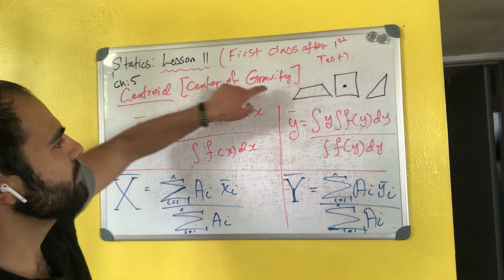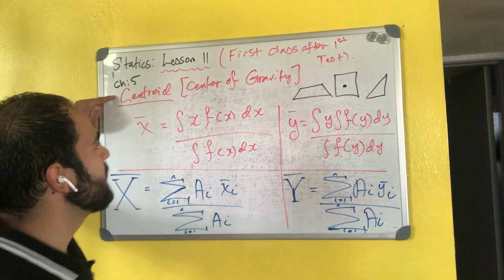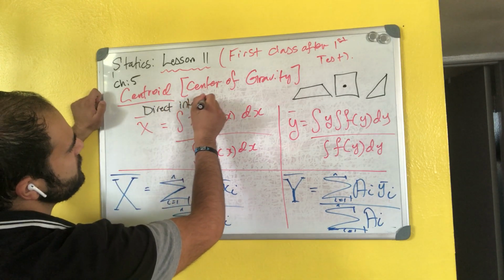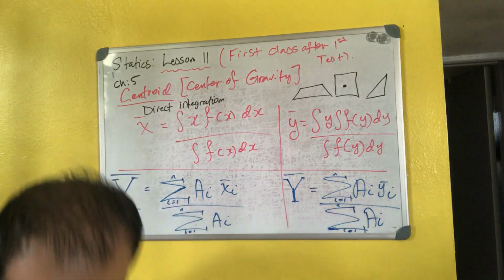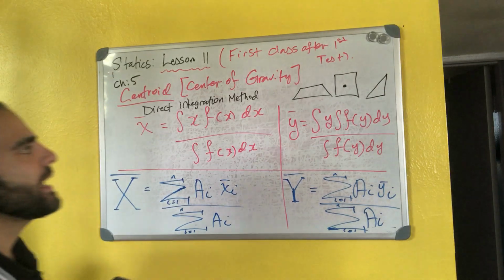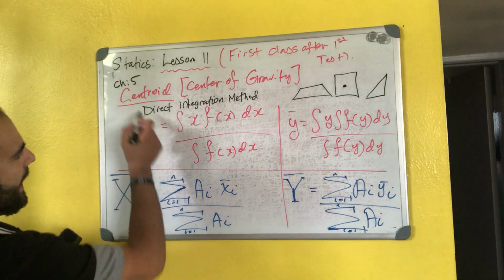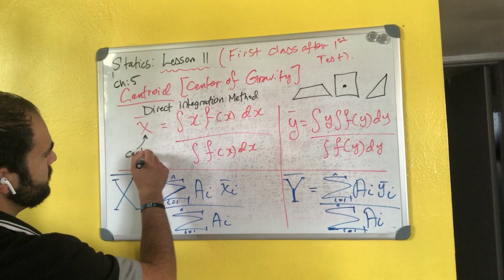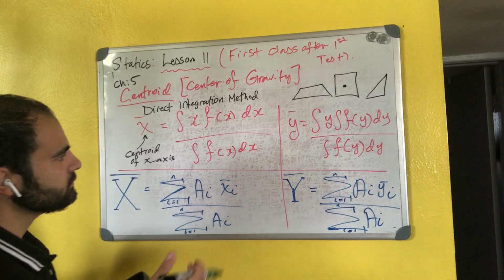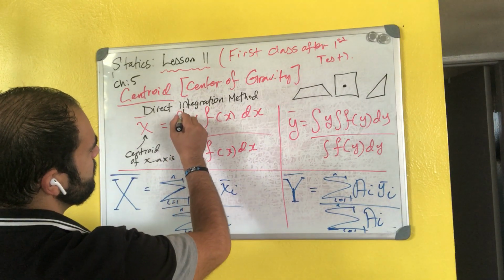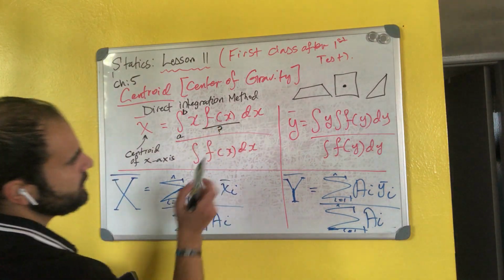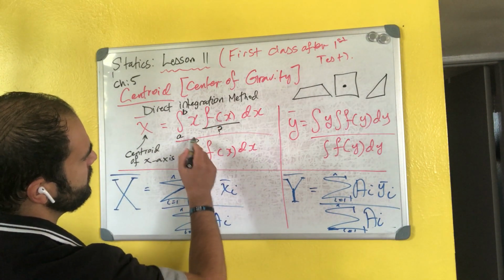You can solve center of gravity or the centroid, I call it centroid a lot, by the direct integration method, or DIM. X bar, the centroid on the x-axis, or horizontal, or longitudinal, is the integral from a to b of x times the integrand f of x, we need to find this, dx, over the integral from a to b of f of x dx.